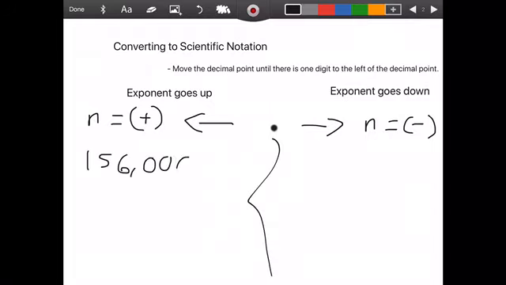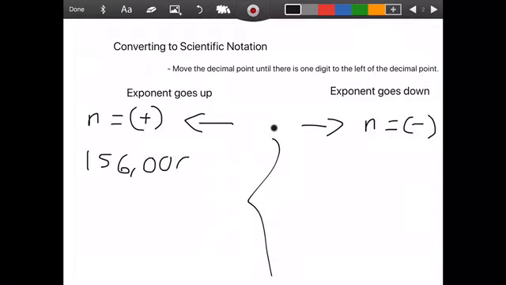Now, when we write into scientific notation, we follow the same format as always. A times 10 with an exponent of n. In this case, the answer would be 1.56 times 10 to the power of positive 5 because we moved the decimal point to the left.